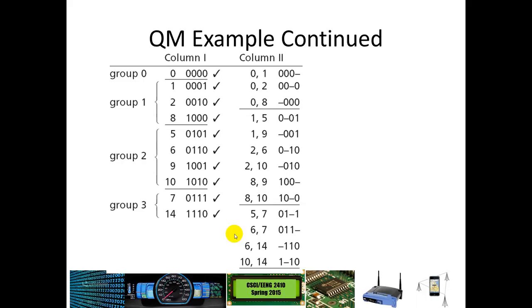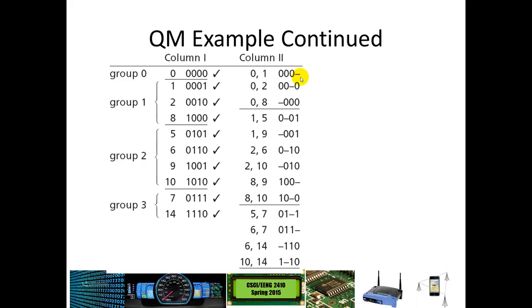Now, the other thing that we need to consider when we compare column 2 is that the dashes have to align. So when we're thinking about whether an element in this group up here could align with an element in the middle group, we have to make sure the dashes align. So when we make that comparison, the dashes must align, and the remaining terms that are non-dashes must differ by only 1 bit.